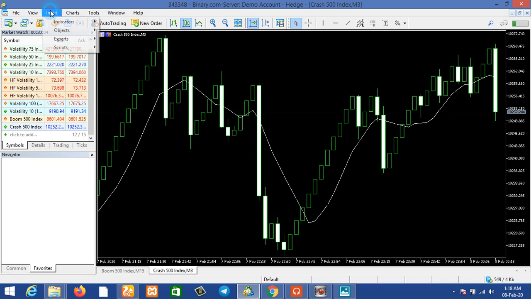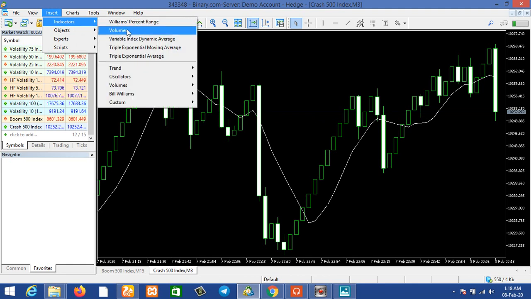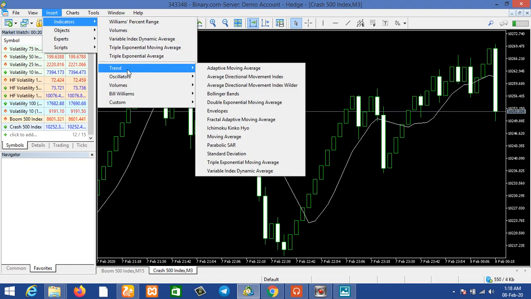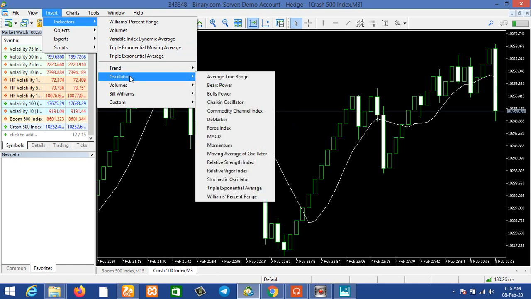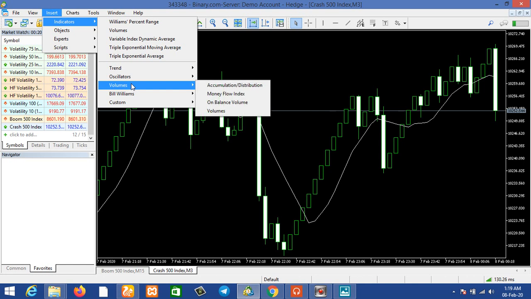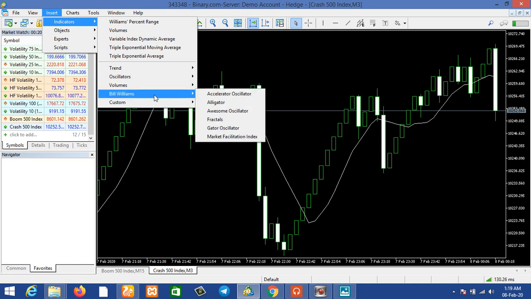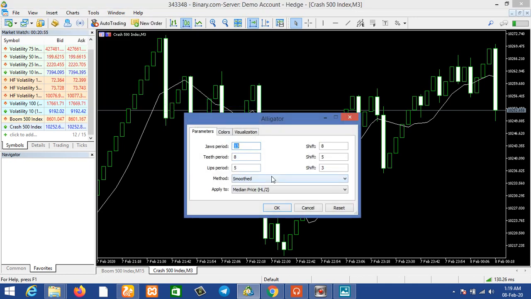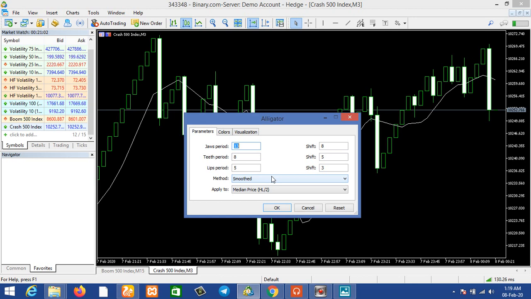The next thing we are going to add is the alligator. Okay, so let's check what we can find. This is the alligator right here under Bill Williams. We are going to customize this alligator too, so that we can get the best out of it. Let's check the parameters that we are going to use for the alligator.